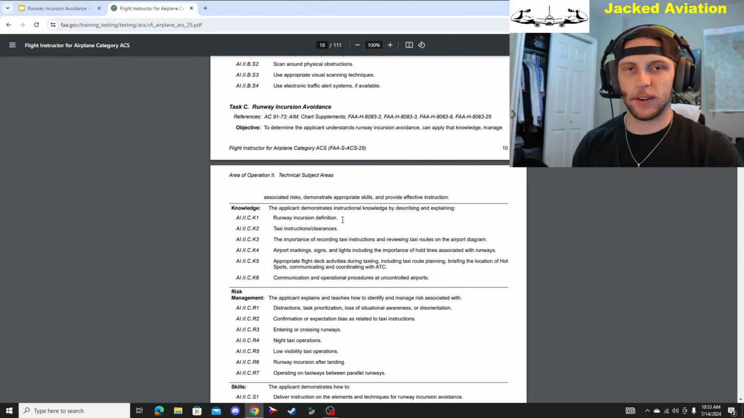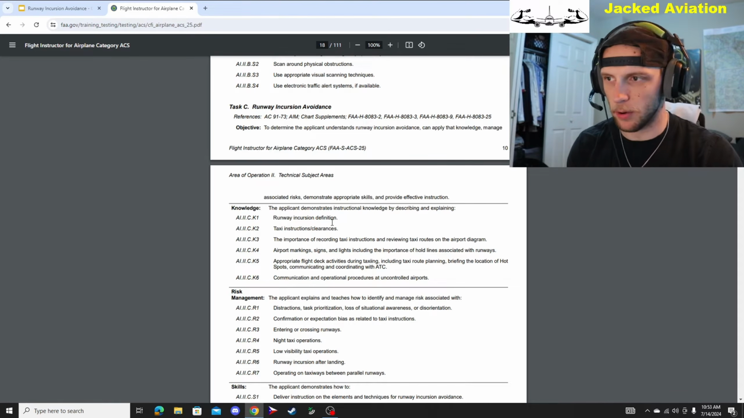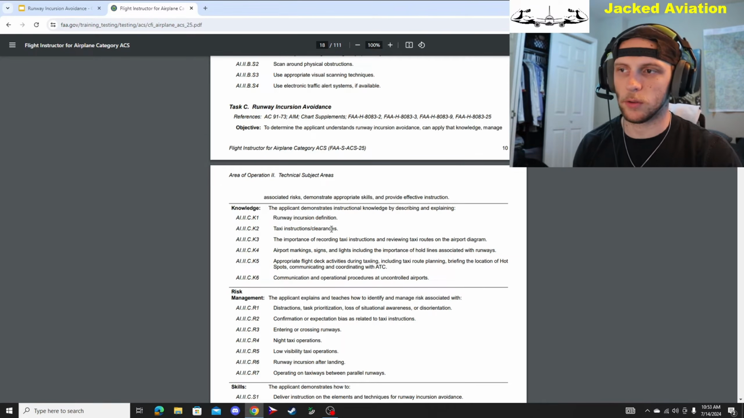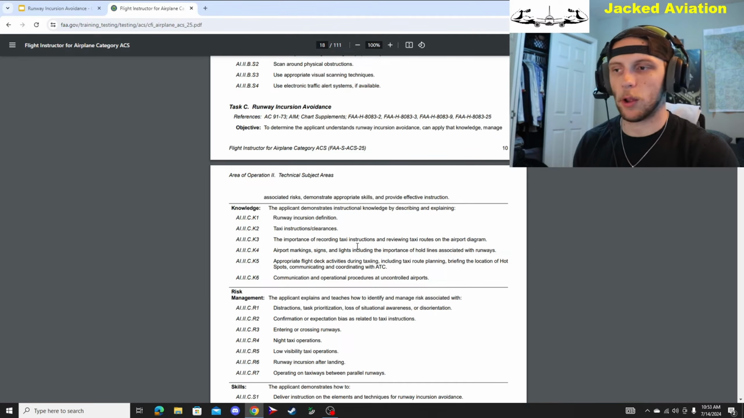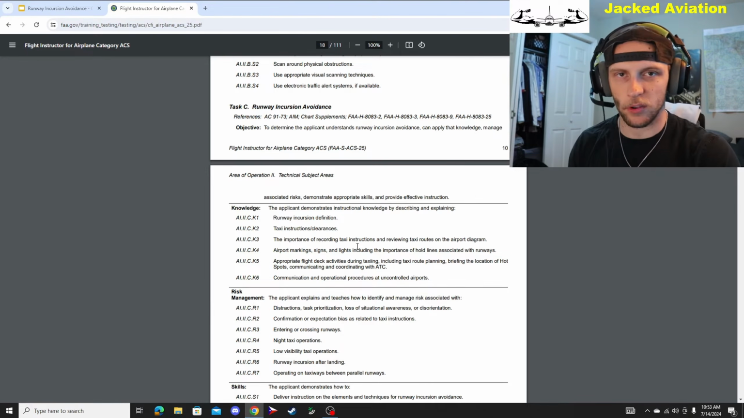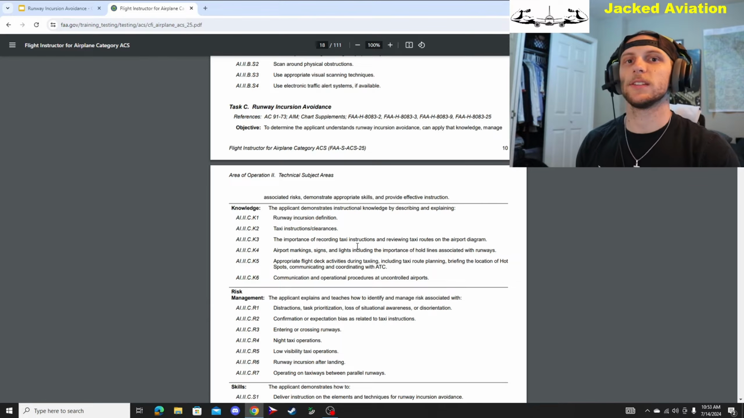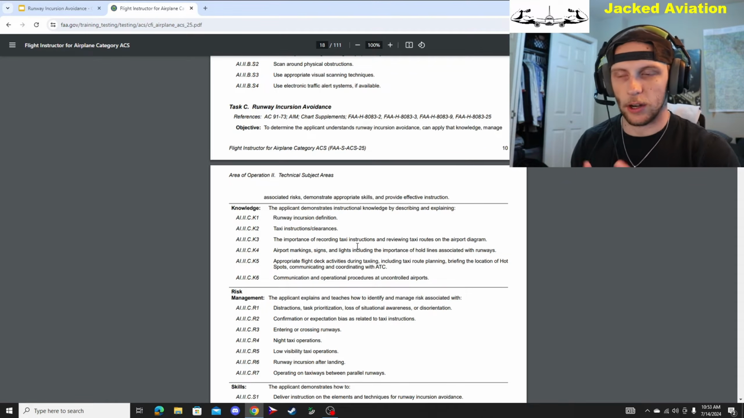Runway incursion definition. Yes, that could be maybe 1 slide, but it goes deeper than that. Taxi instructions and clearances. Yes, it could be 1 slide, but it goes deeper than that. This could easily be 2, 3, 4 slides. But again, know your limit as well, making sure you have a supplemental amount of information and adequate information. But the most important thing is that you have good and comprehensive information.